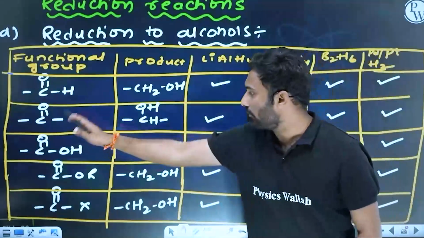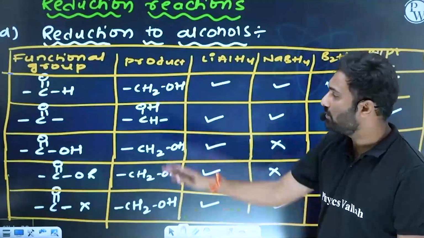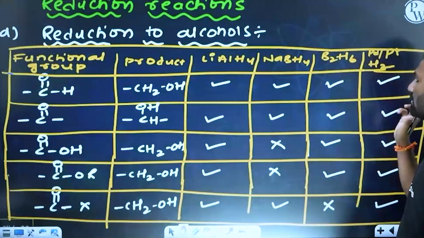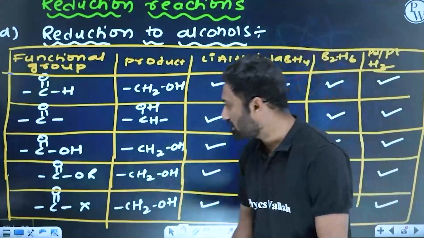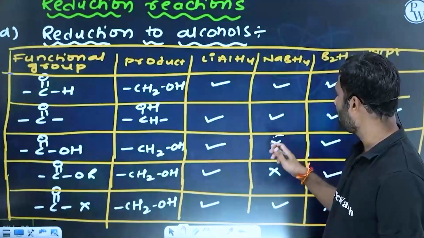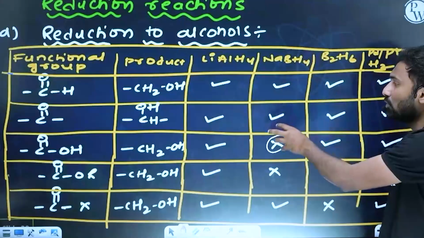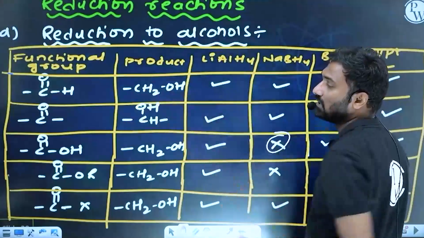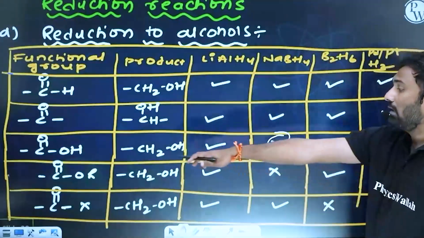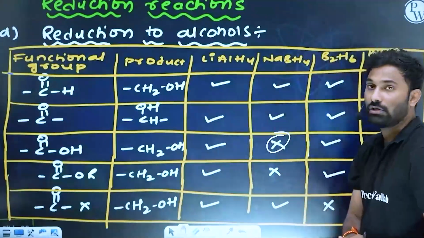Next, ketone. It will be reduced to the secondary alcohol by lithium aluminum hydride, sodium borohydride, diborane and metal in the presence of hydrogen. Next, carboxylic acid. Carboxylic acid is reduced by lithium aluminum hydride, but it is not reduced by sodium borohydride. This is very very important. Sodium borohydride can reduce only the aldehydes and ketones, but it will not reduce esters and carboxylic acids.